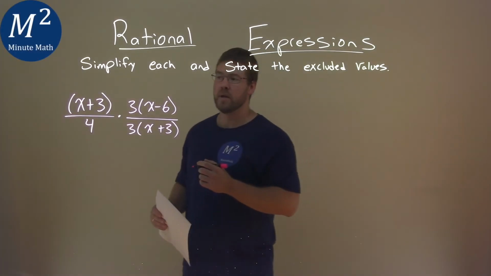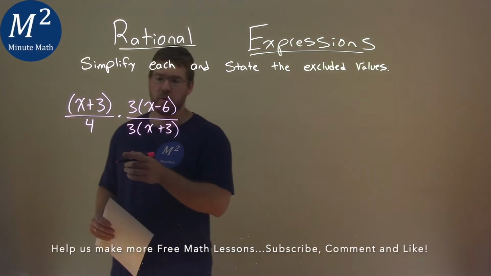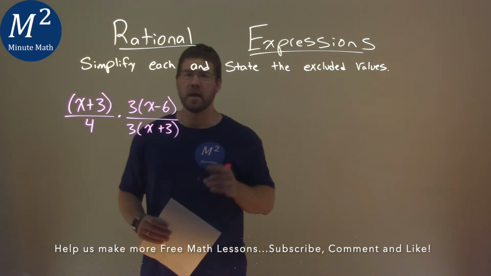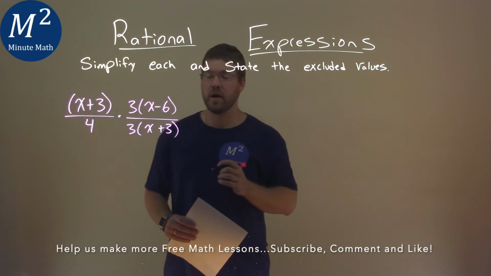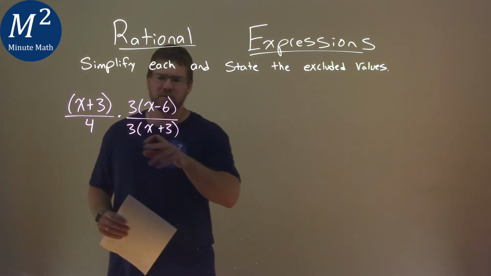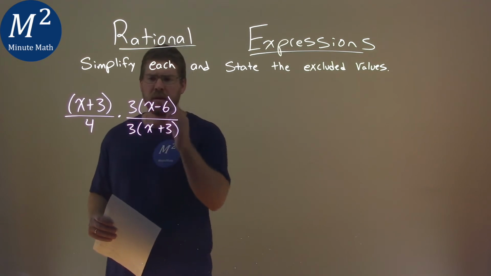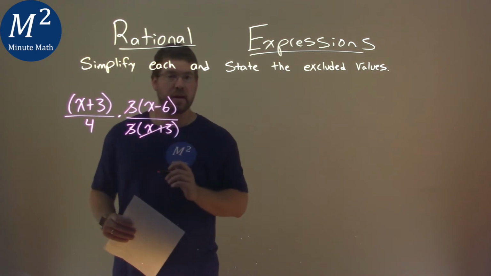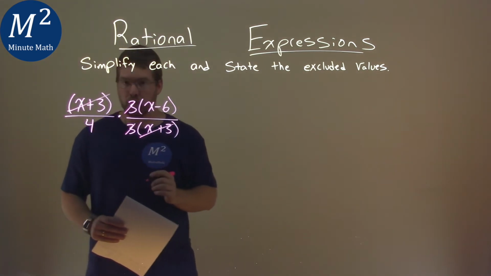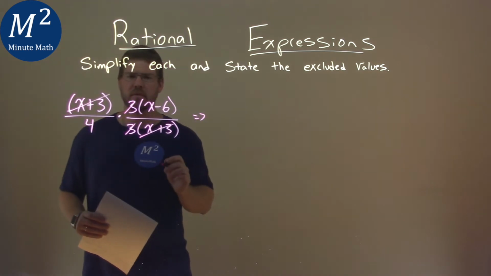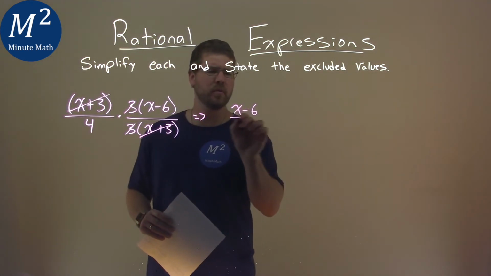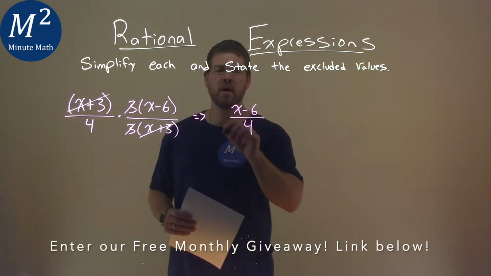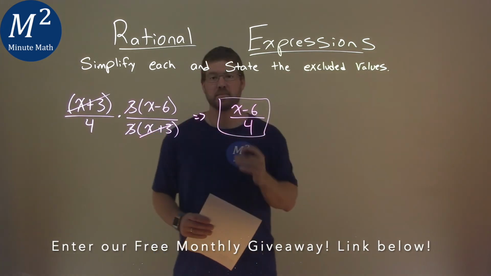We're given this problem right here: (x plus 3) over 4 times (3 times (x minus 6)) over (3 times (x plus 3)), and we have to simplify this and state the excluded values. First thing is we try to eliminate, cancel where we can. I see a 3 here and a 3 there. Cancel each other out. And x plus 3 in the denominator cancels out with the x plus 3 in the numerator. So what are we left with? Just the x minus 6 in the numerator, and the denominator is just that 4. And we can't simplify anymore, and so this is our simplified expression.